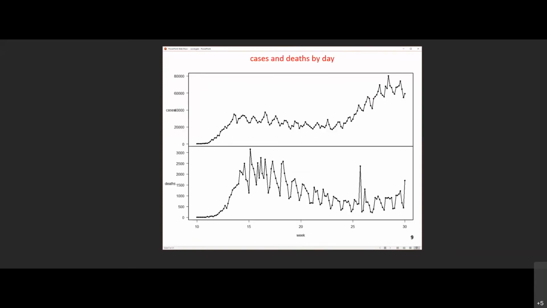We've seen this data set many times. On the top are cases and on the bottom are deaths per day with a line shown beneath them or through them, as well as the week of the year shown on the x-axis.